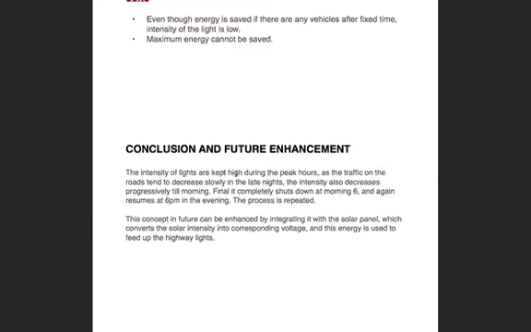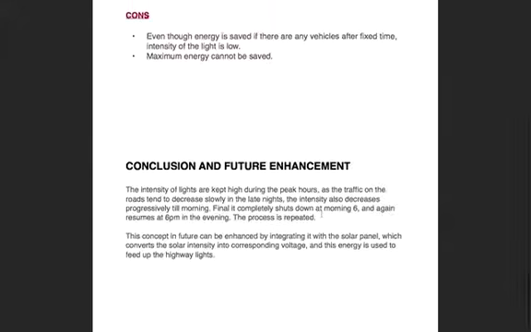Thus, the intensity of the lights is kept high during peak hours, as the traffic on the roads tends to increase slowly in the late nights. The intensity also decreases progressively till morning. Finally, it completely shuts down at 6 in the morning and again resumes at 6 p.m. in the evening. The process is repeated again and again.